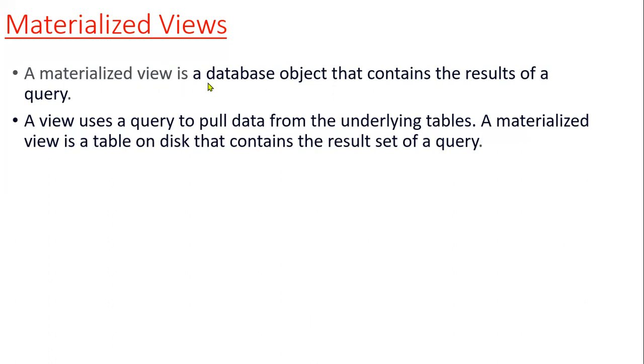So a materialized view is a database object like a table and views. It is also one of the database objects. It contains the result of a query. So this materialized view uses a query to pull data from the underlying tables. From the tables only we are going to pull the data. A materialized view is a table on disk that contains the result set of a query.